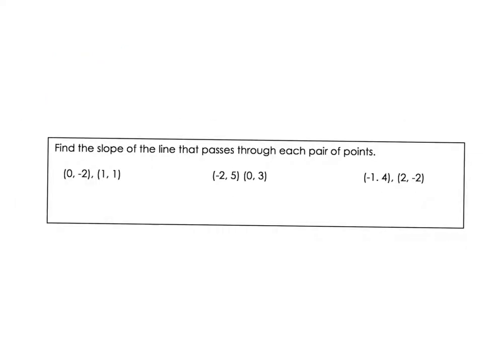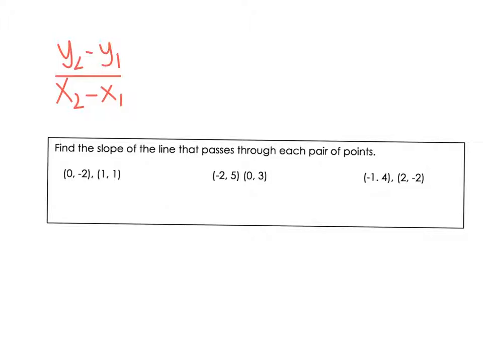Okay, these ones say to find the slope of the line that passes through each pair of points, and this is where we're going to use that formula that says y2, or y sub 2, minus y sub 1, divided by x sub 2, minus x sub 1. And I think this looks a lot more confusing than it is. It means the second y minus the first y coordinate divided by the second x minus the first x coordinate. Again, we're still just finding the change in y divided by change in x.